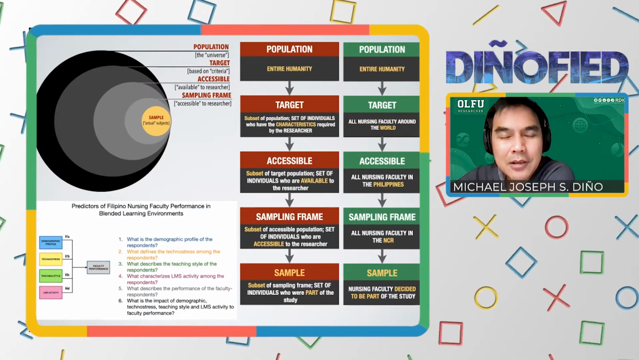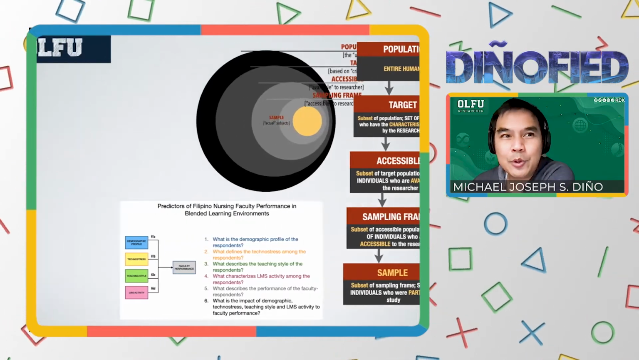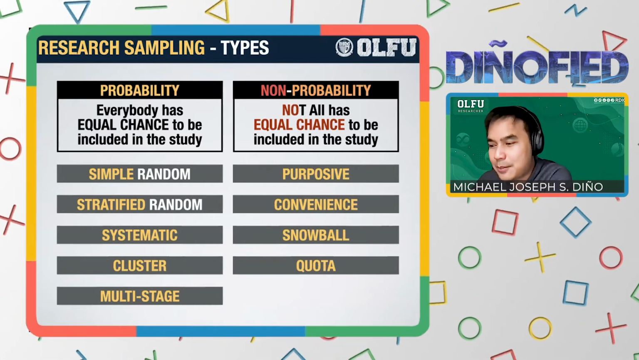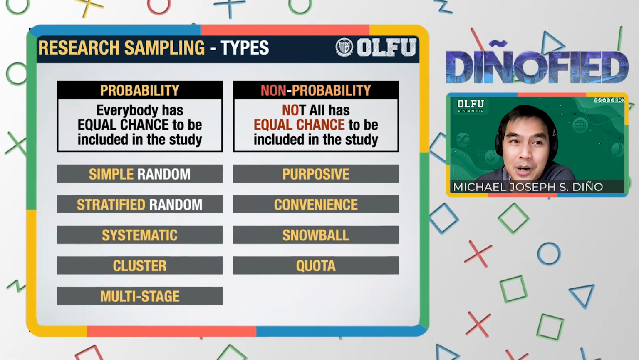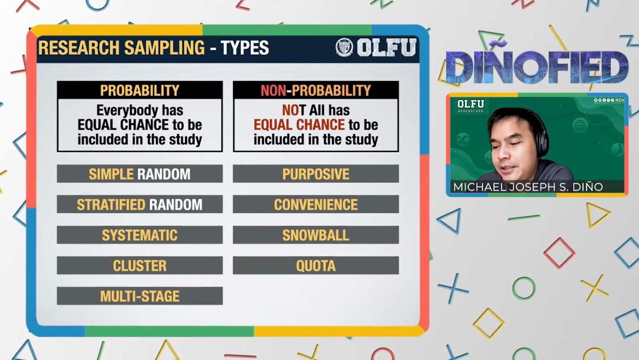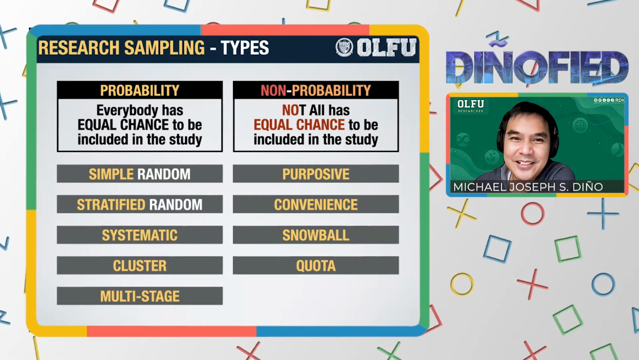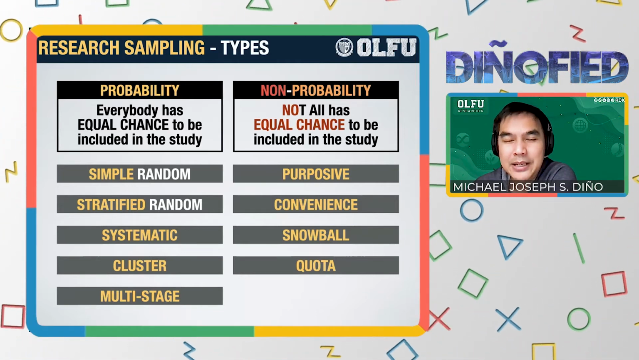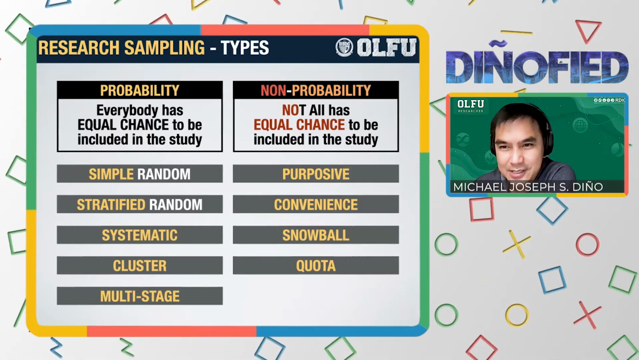Okay. So let us now dig deeper into the different types of sampling. In research, we have two types of sampling, categorized into two groups. So we have what we call probability and non-probability sampling. When we say probability sampling, we are giving everyone a chance to be included in the study. Okay? And another one is non-probability sampling. Meaning, you are not giving everyone an equal chance to be included in the study.